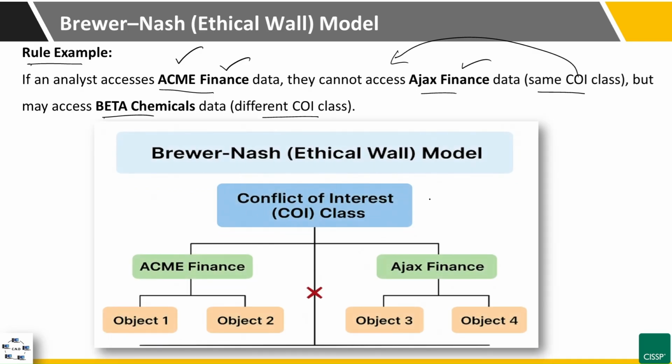So this is how this works diagrammatically. Let's suppose we have Acme Finance and Ajax Finance. These two belong to the same conflict of interest class. So this is the wall that we are talking about, the ethical wall. If an analyst accesses, let's suppose, Acme, there is this ethical boundary that the analyst should not now access Ajax Finance, because this data could then be used for the benefit of either organization, or for insider trading, etc.